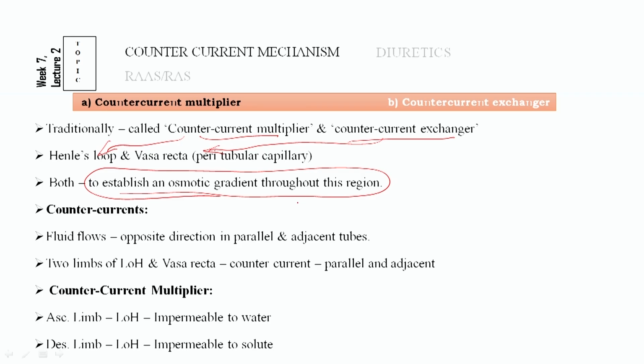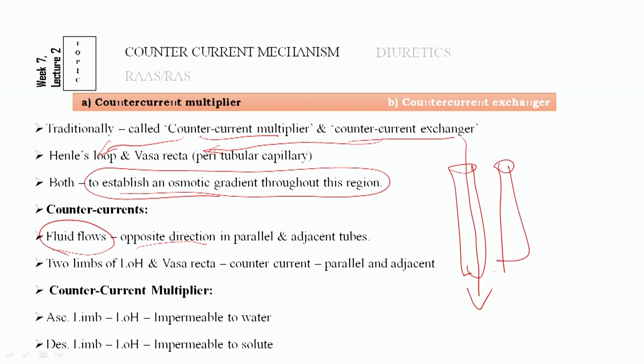So, why is it called a countercurrent? Any system can be called a countercurrent where the flow is in an opposite direction. Which flow? The fluid flow should be in opposite directions, in parallel, in adjacent tubes. Like this is one tube and this is another tube, where one will flow in this direction and the other will flow in the opposite direction.